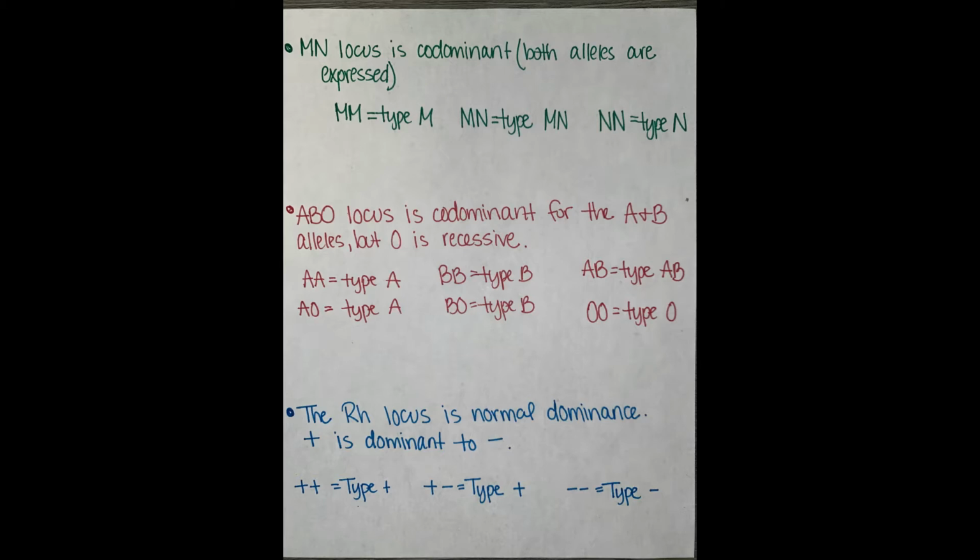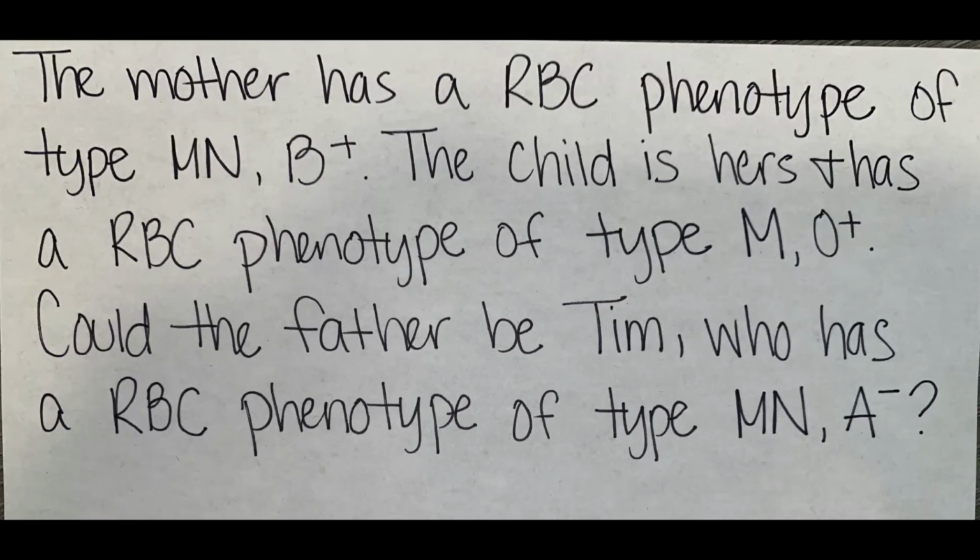Lastly, we're going to talk about the RH locus. This is normal dominance in terms of Mendelian genetics, and the positive is dominant to the negative. The problem we're going to work through today is this one. Basically what we are saying is the mom has type MNB positive, the child has type MO positive, and we're trying to figure out if the father could be type MNA negative.